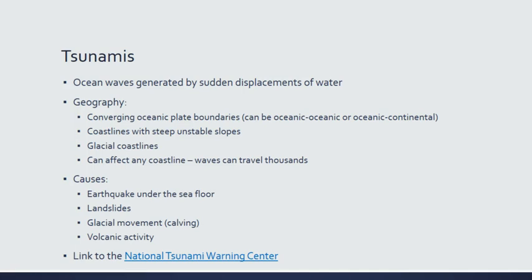Coastlines with steep, unstable slopes, when those slide off into the water, they can cause tsunamis, including mega tsunamis. Glacial calving can do that as well. But it turns out that the tsunami itself, while those may be the areas where they're caused, can actually affect any coastline because those waves can travel thousands of miles across the ocean. And again, we'll talk about tsunamis in class more. Oh, and volcanoes can also cause tsunamis. And then here you get a link to the National Tsunami Warning Center.